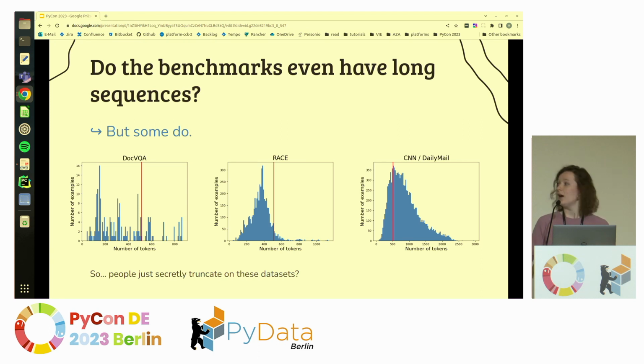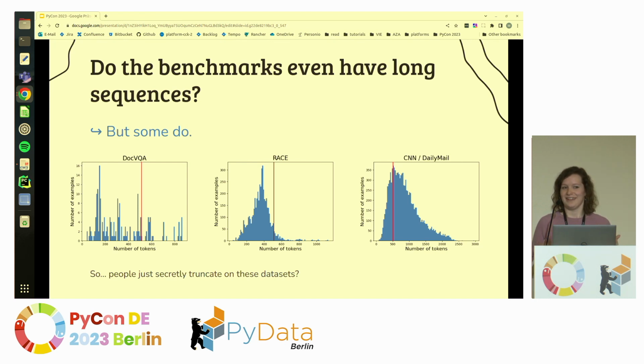So here I plotted you the distribution of sequence lengths for DocVQA, RACE, and CNN Daily Mail. The red line you can see in the plots is this 512 token limit. So all the examples that are on the right of this red line cannot be processed by the models. Still, I've read papers where they used absolute position embeddings and evaluated on those benchmarks, and still there was no mention at all how they did it.